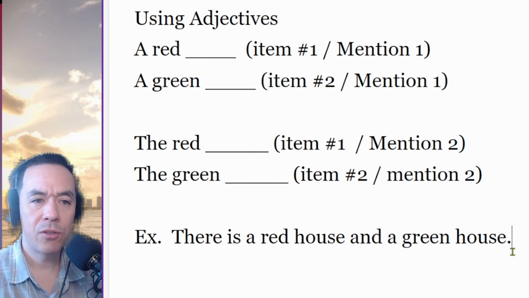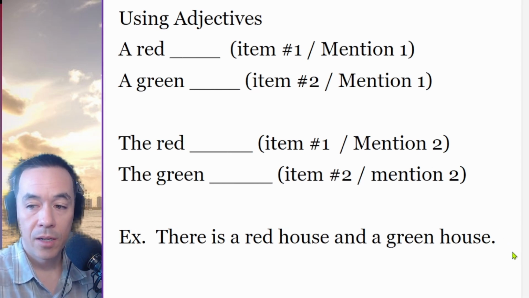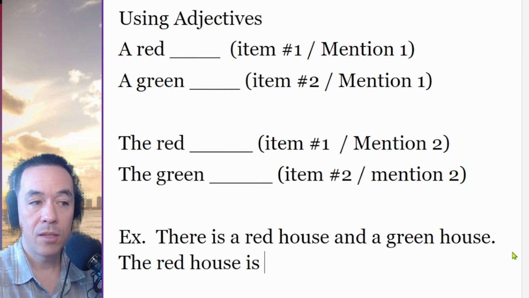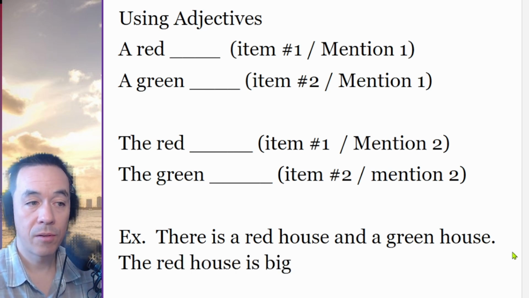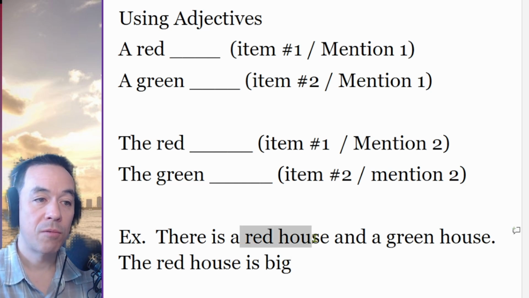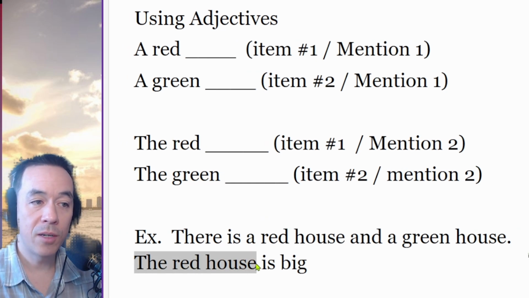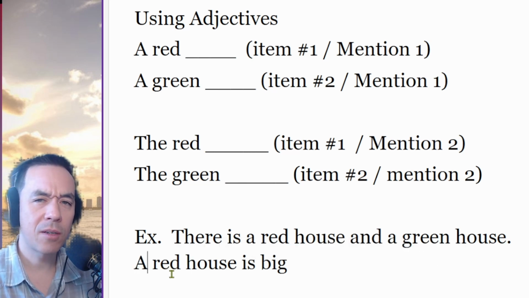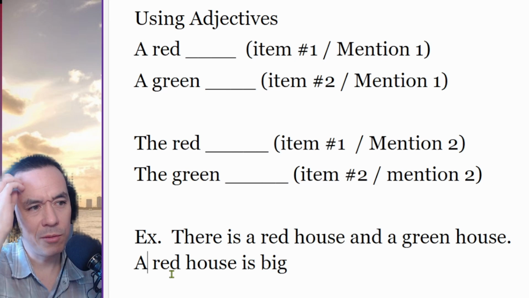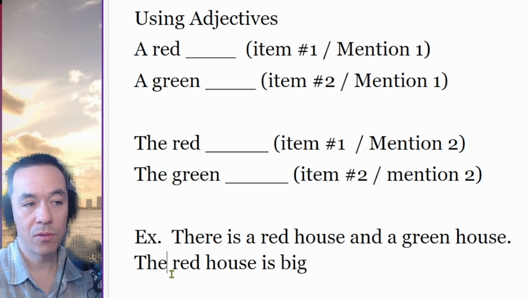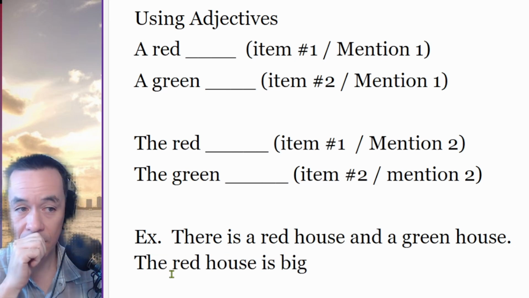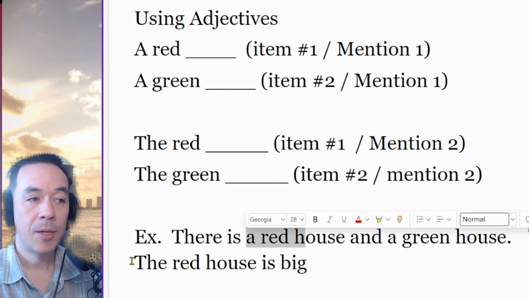Now let's go to mention two. Let's say the red house is big. Okay. Yep. So we'll say the red house. Yep. That's the same one. Again, if you said a red house, it would be confusing. Like, wait, what do you mean? Is that the same? Yes. So the red, that connects it to the first sentence.